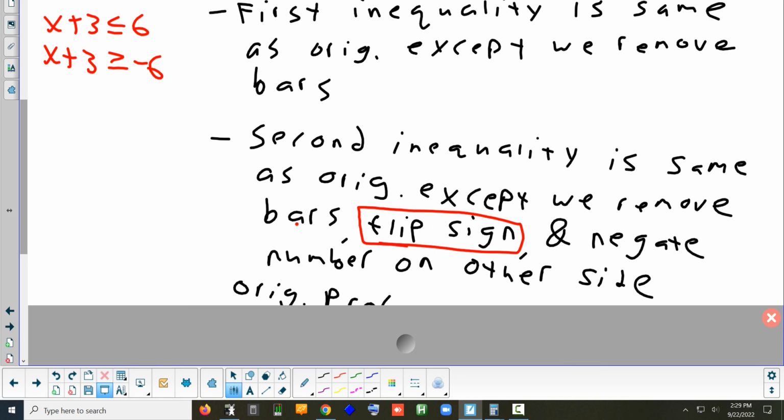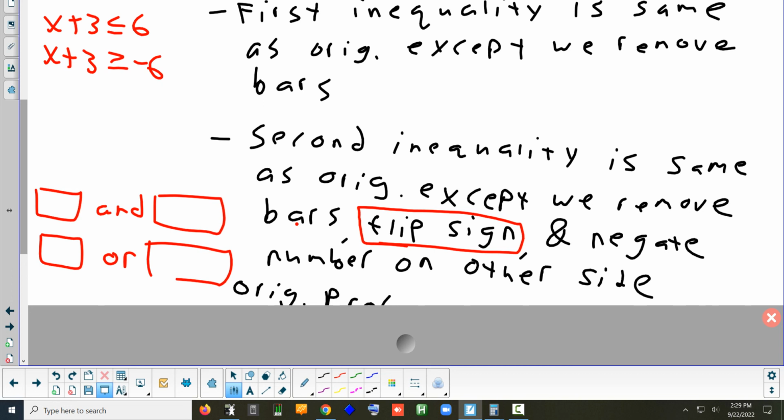Now, when you do the problem, when you write your answer, there's 2 words you can pick from. Your answer is either something and something, something or something. And it makes a big difference if you use the word and or you use the word or.